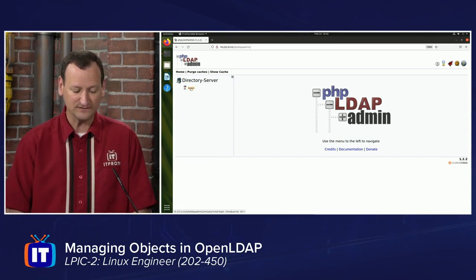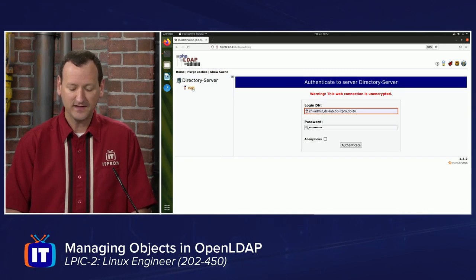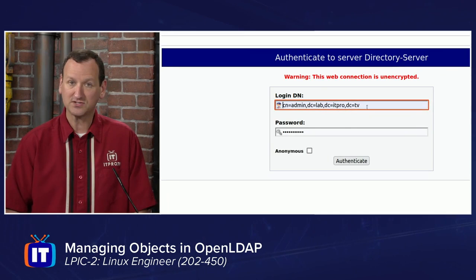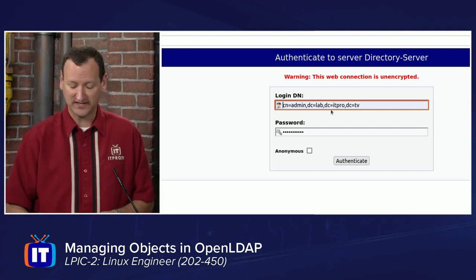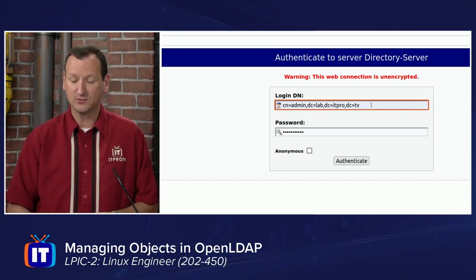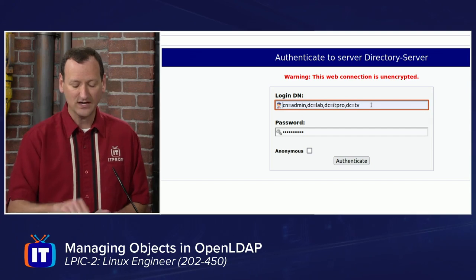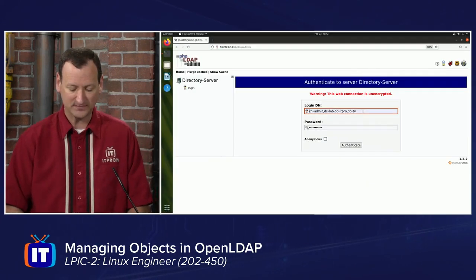It's not logged in by default. So on the left side, I need to click login. And then it's going to ask who I'm logging in as. Now, it's going to assume that I want to log in with the admin account. We usually do. You could change that if it was a different account, but you have to put in the full distinguished name for that user, and then whatever the user's password happens to be.